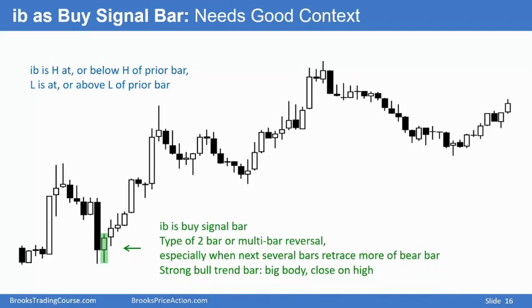It's a type of 2-bar reversal where the second bar is small and it does not reverse much of the first bar. However, it's the start of a multi-bar reversal. So down and then reversed up. And the reversal up was bigger than the sell-off down.